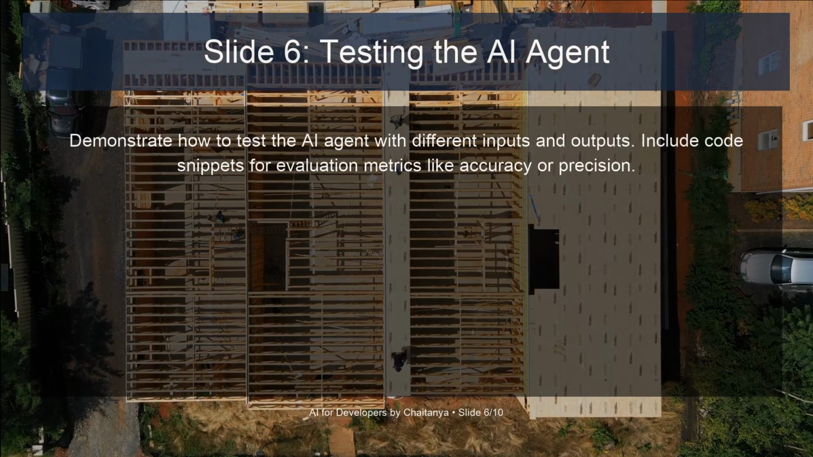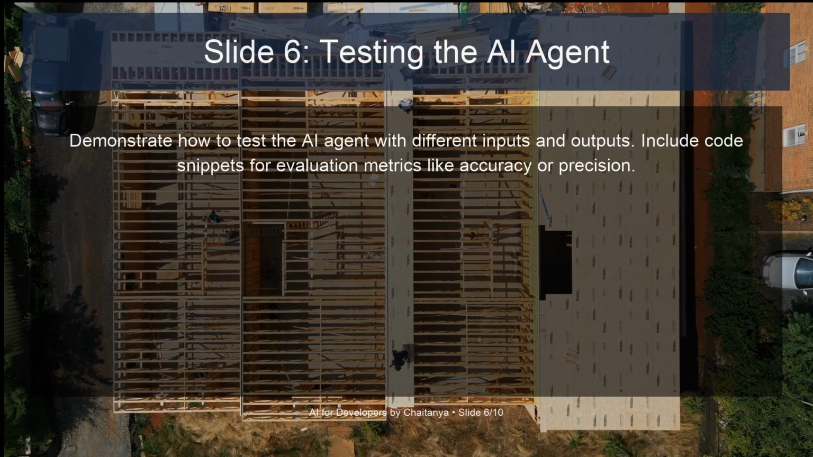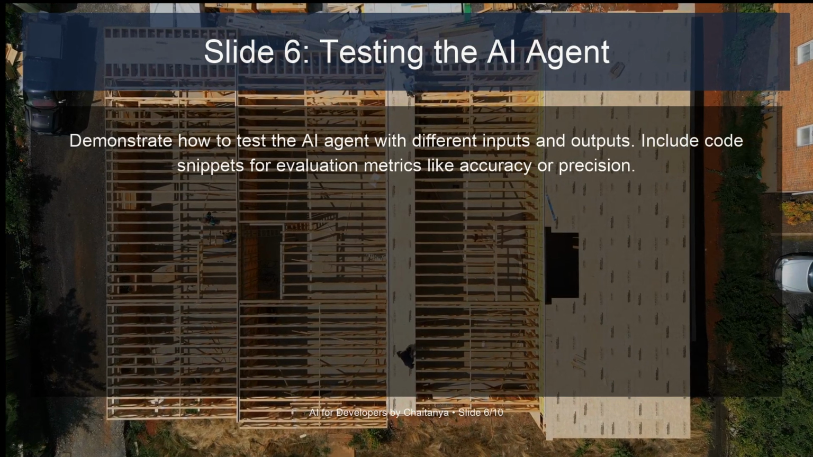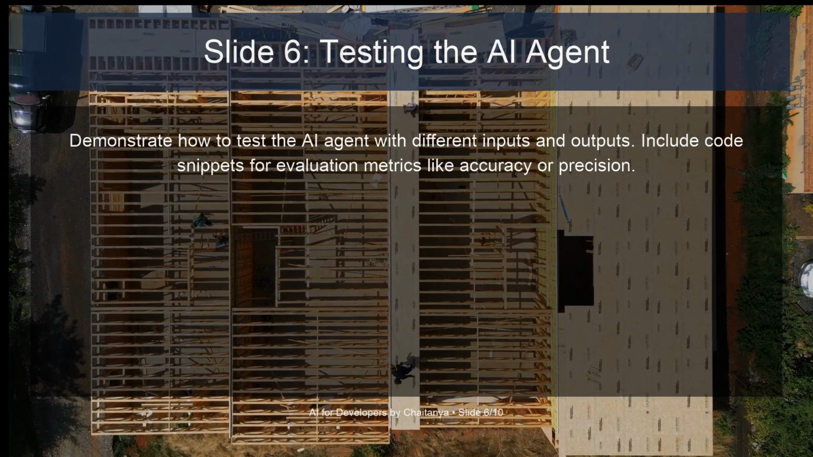Slide 6. Testing the AI agent. Demonstrate how to test the AI agent with different inputs and outputs. Include code snippets for evaluation metrics like accuracy or precision.